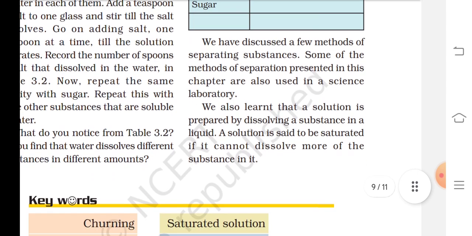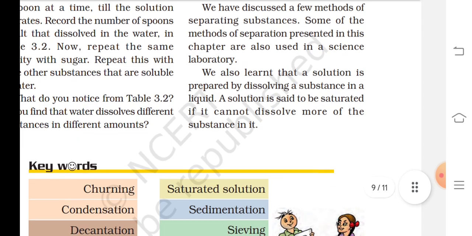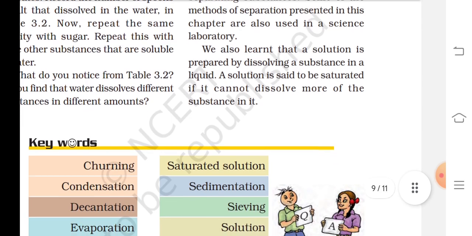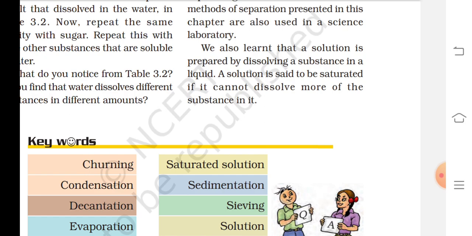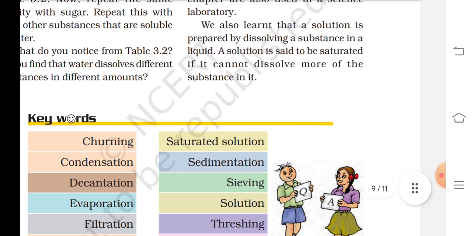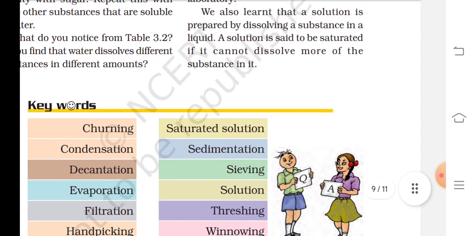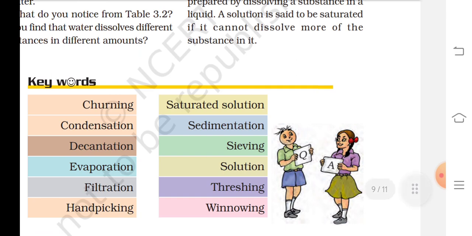We have discussed a few methods of separating substances. Some of the methods of separation presented in the chapter are also used in science laboratories. We also learned that a solution is prepared by dissolving a substance in a liquid. A solution is said to be saturated if it cannot dissolve any more of the substance in it.